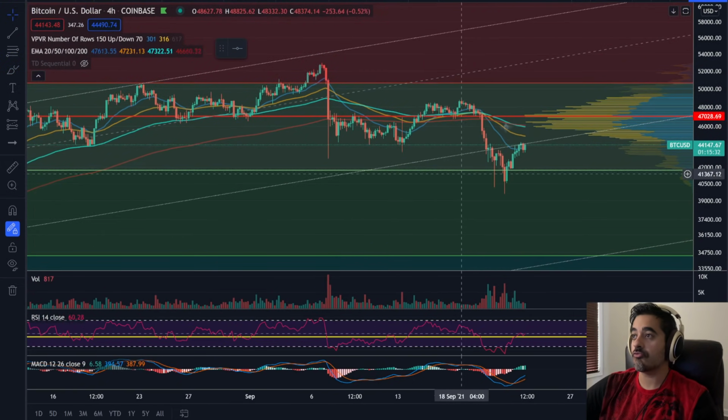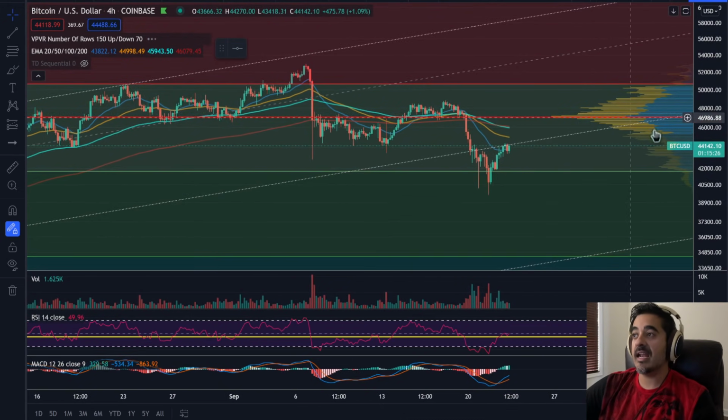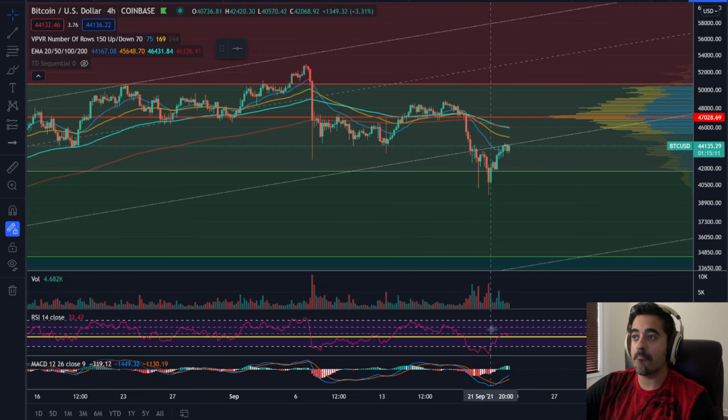I want you to look at the right-hand side of the chart now, the VPVR. This is the volume profile visible range. This is giving us an idea of what the volume was like in this price range within the visible time frame. So right now, the time frame we're looking at is basically from August the 16th until now. So a little bit over a month. So that's this entire time frame, and that's the volume in this time frame. Well, what does that tell us?